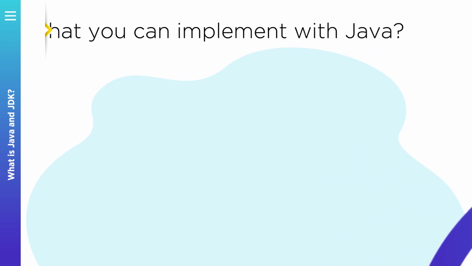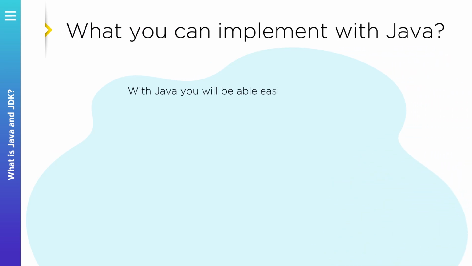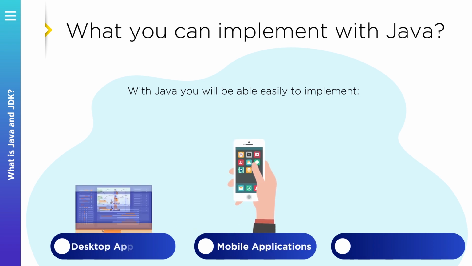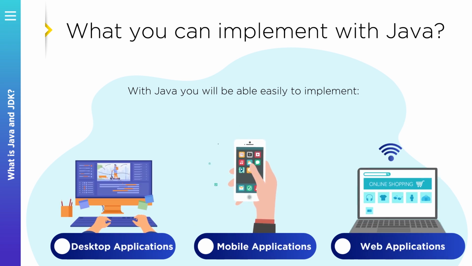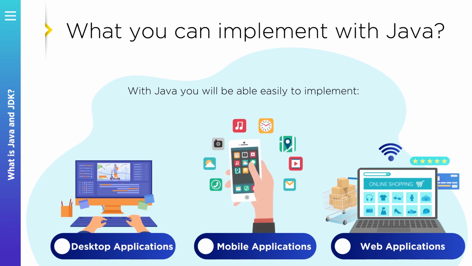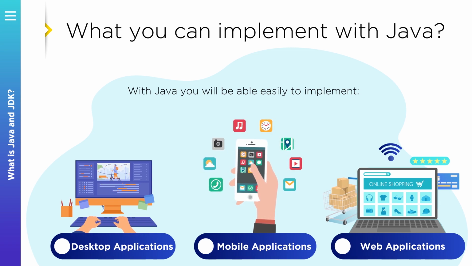We partially touched this topic quickly during the previous slide, but answering your question, what you will be able to implement with Java? The answer is, with Java you will be able to implement mobile, desktop and web applications. And no matter what you read on the internet, trust me, even today companies still create desktop applications for different purposes. And Java is also one of the best options for such purposes.